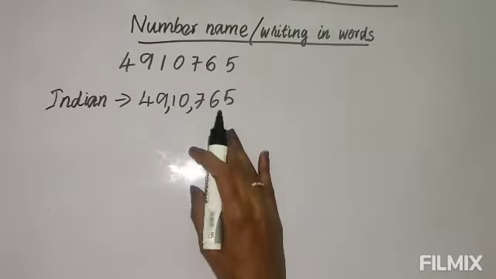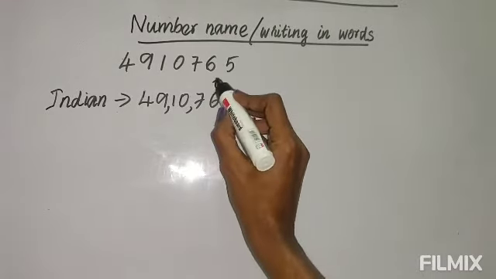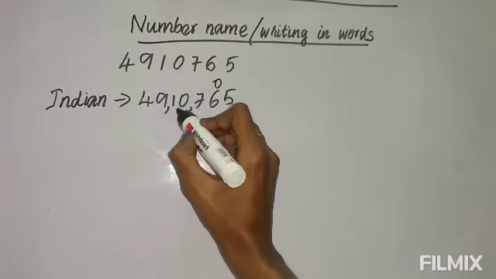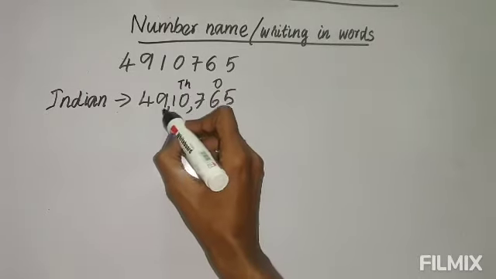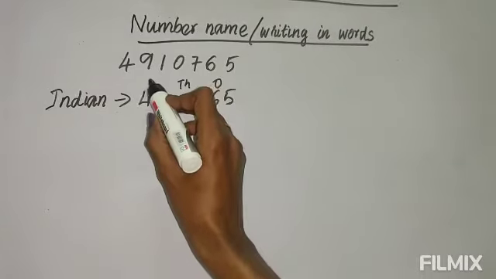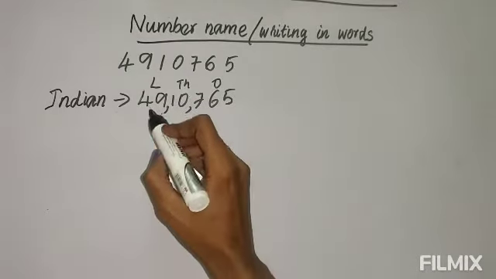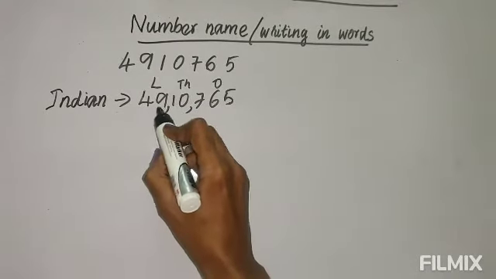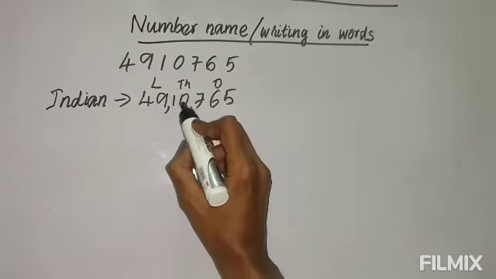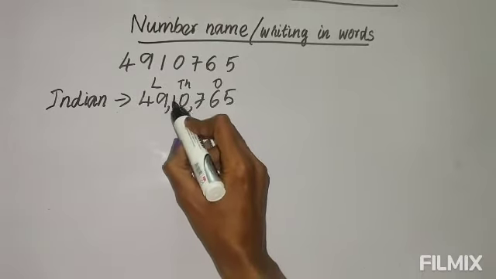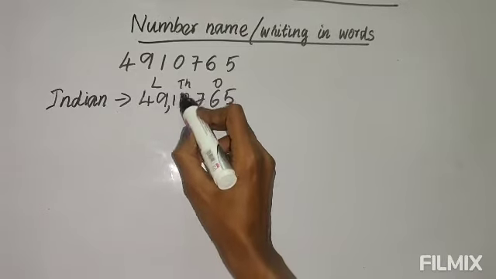This is the way we put the commas. The first 3 digits are the ones period, the 2 digits separated with the comma are the thousands period, and the next 2 are the lakh period. If you know the period, then it will be easy. So how will you write this one? The number between this comma is 49, so 49 lakhs. Between the next comma the number is 10, and it is in the thousands period, so it is 10,000.